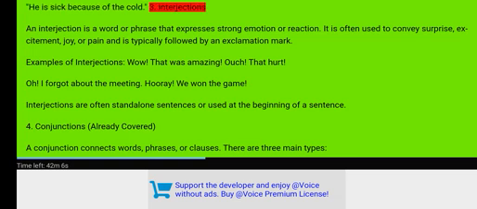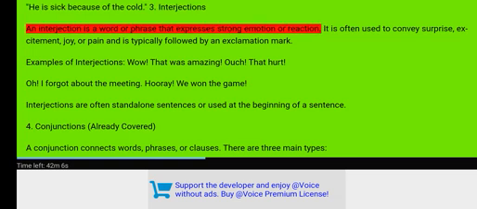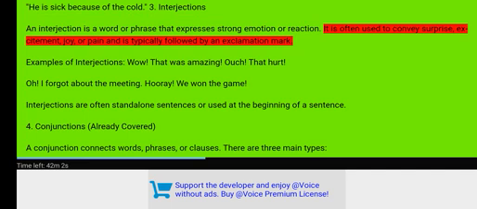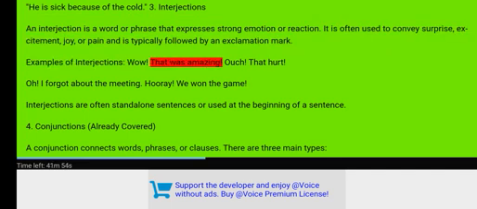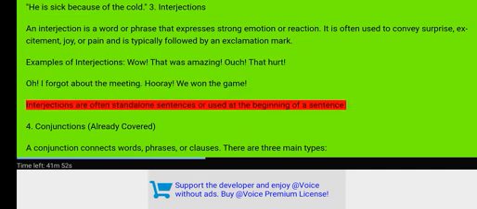3. Interjections. An interjection is a word or phrase that expresses strong emotion or reaction. It is often used to convey surprise, excitement, joy, or pain and is typically followed by an exclamation mark. Examples of interjections: Wow, that was amazing! Ouch, that hurt! Oh, I forgot about the meeting. Hooray, we won the game! Interjections are often standalone sentences or used at the beginning of a sentence.